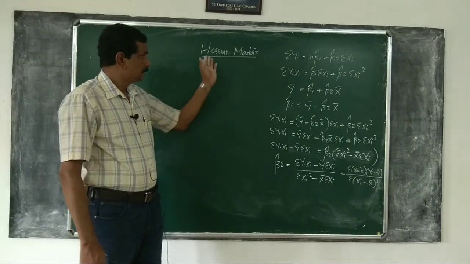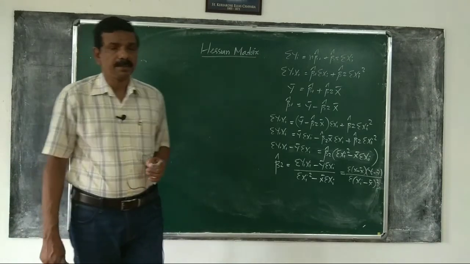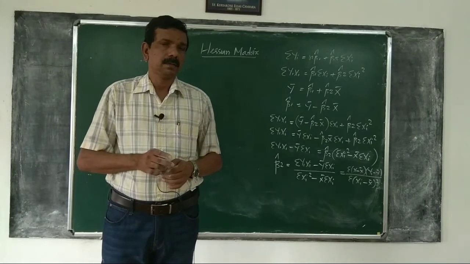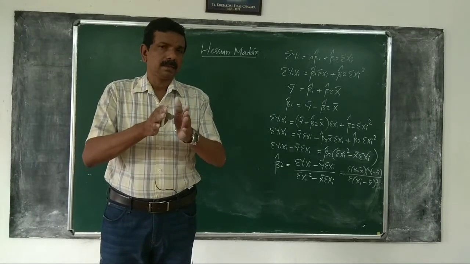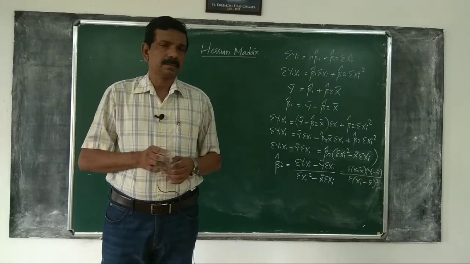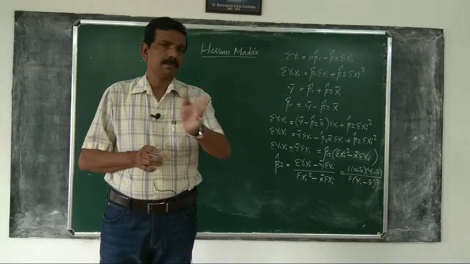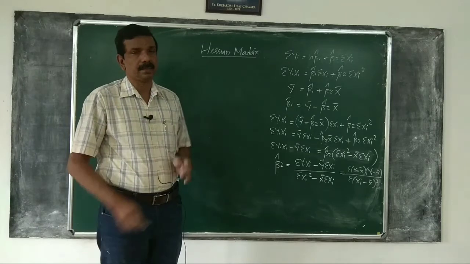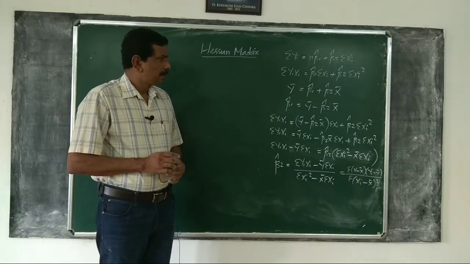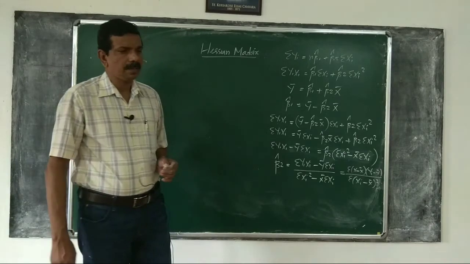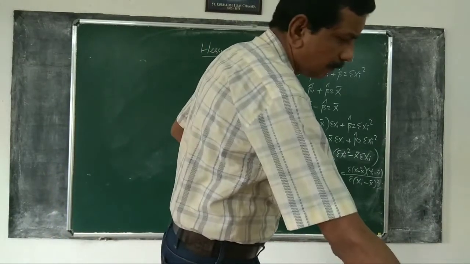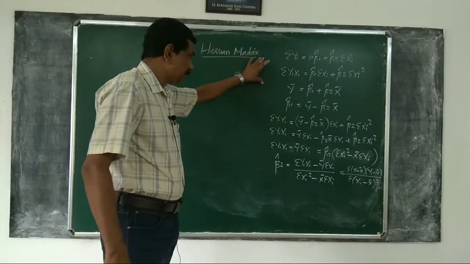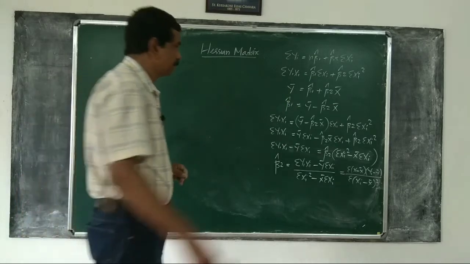And the Hessian matrix is formulated by taking the second derivatives and also the cross partial derivatives. Let us see how we actually take and form the Hessian matrix. This is not very important, but for your understanding only.